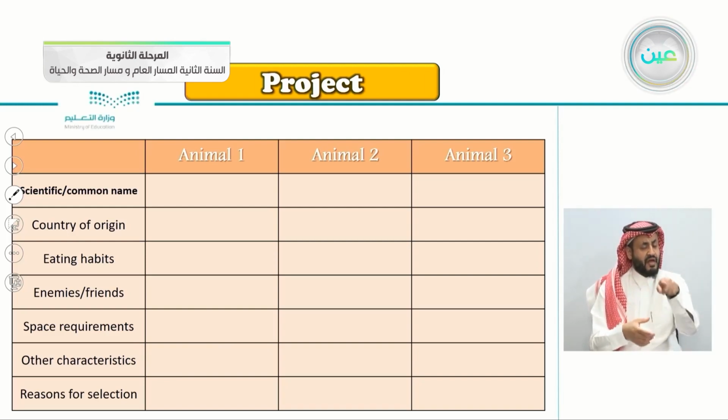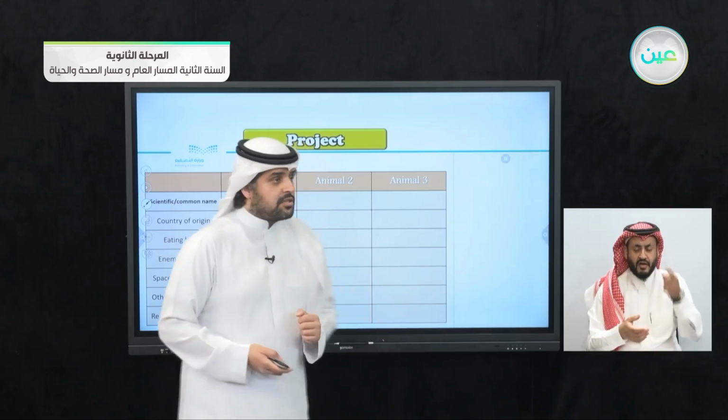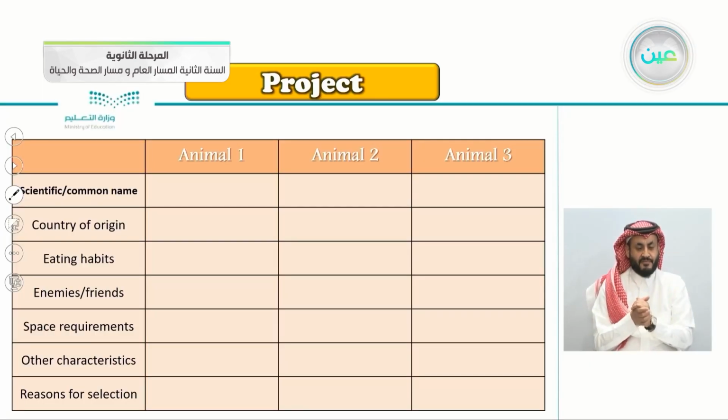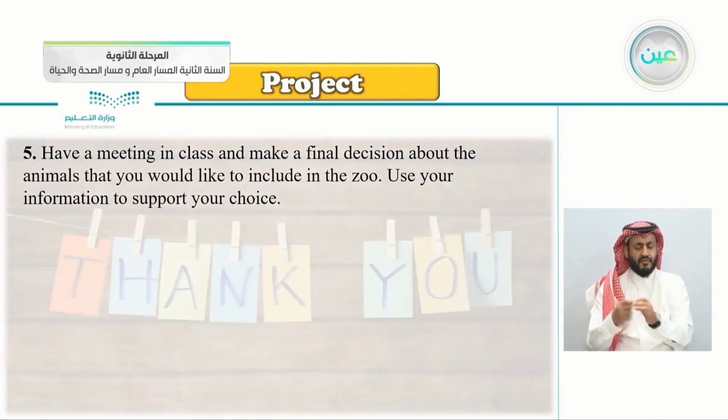This is really interesting. Why did you choose this animal? Do you own it? Do you like it? Do you want to own it? And so on. So fill this chart with 3 animals and complete it. Have a meeting in class and make a final decision about the animals that you would like to include in the zoo. Use your information to support your choice.